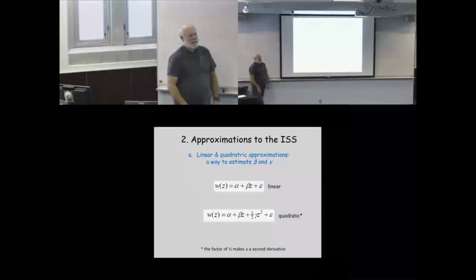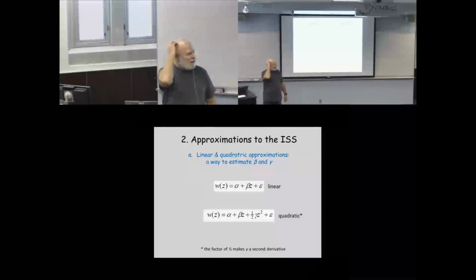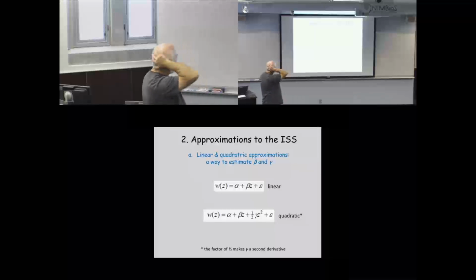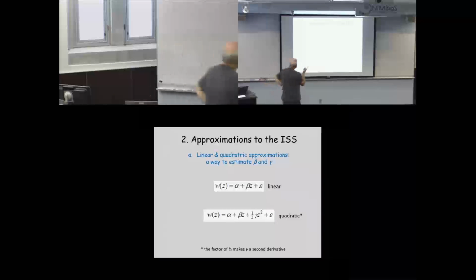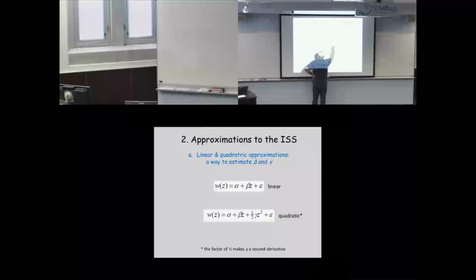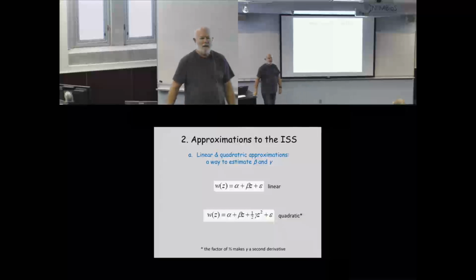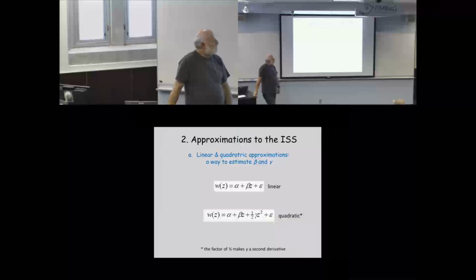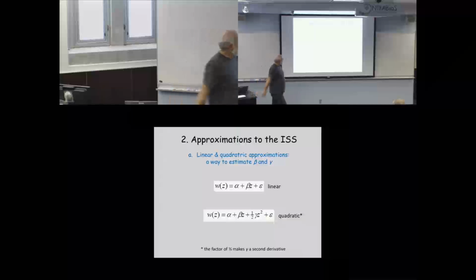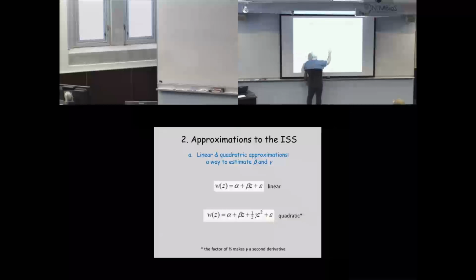All right, and that gets us to our next topic, the approximation to the ISS. Well, so here's our problem. On each individual, we have a vector of observations of trait values. And for each individual, we have not the parameter, but that individual's estimated fitness.